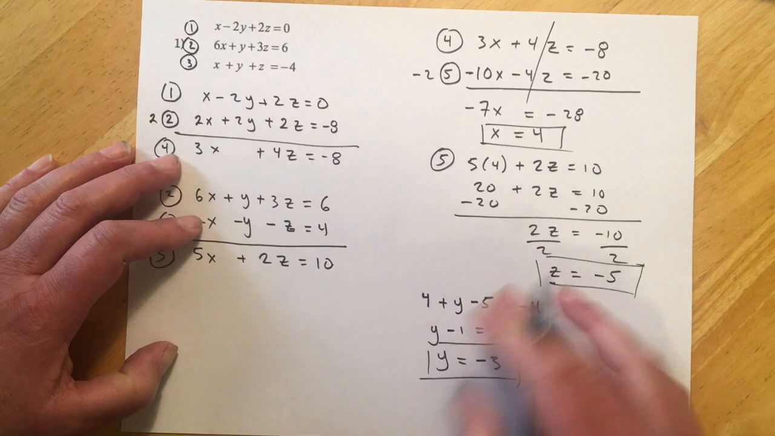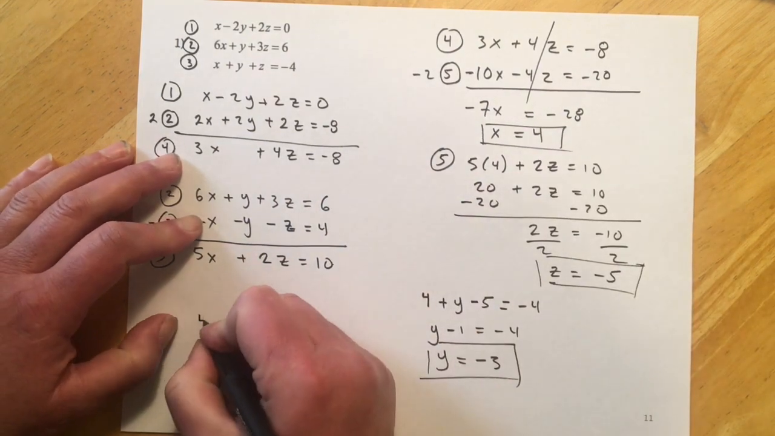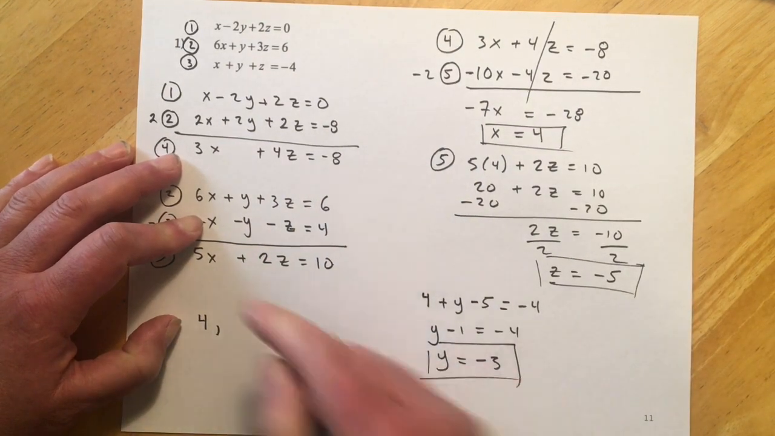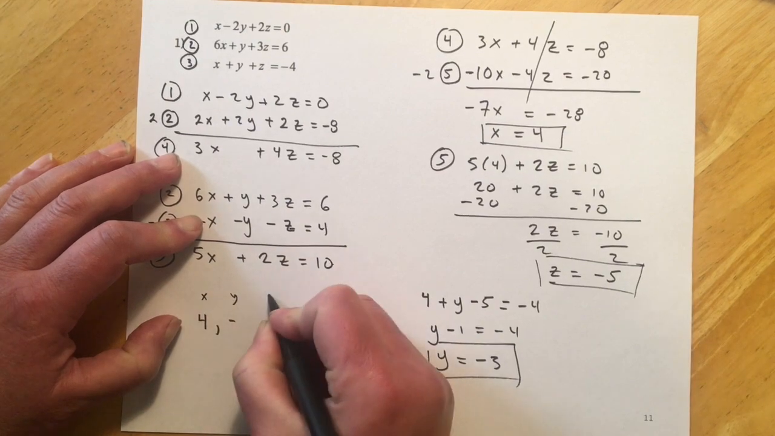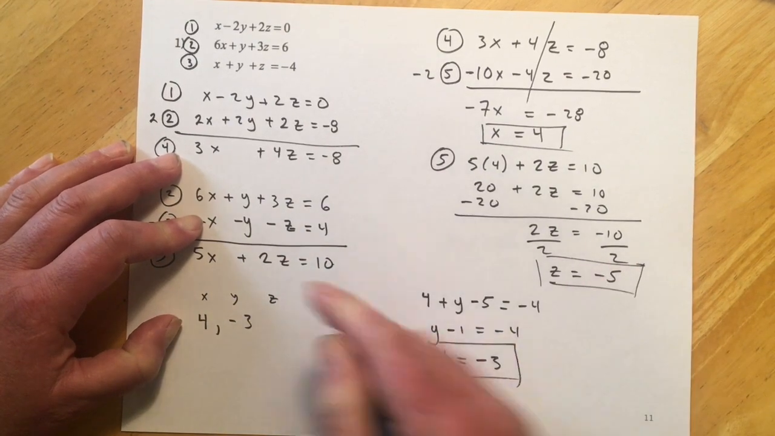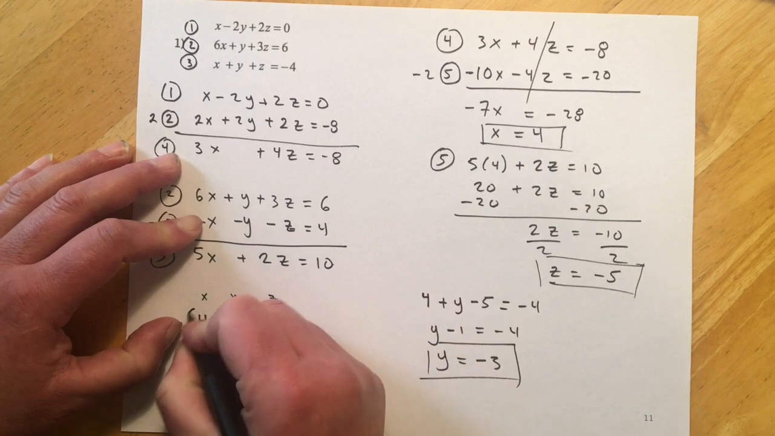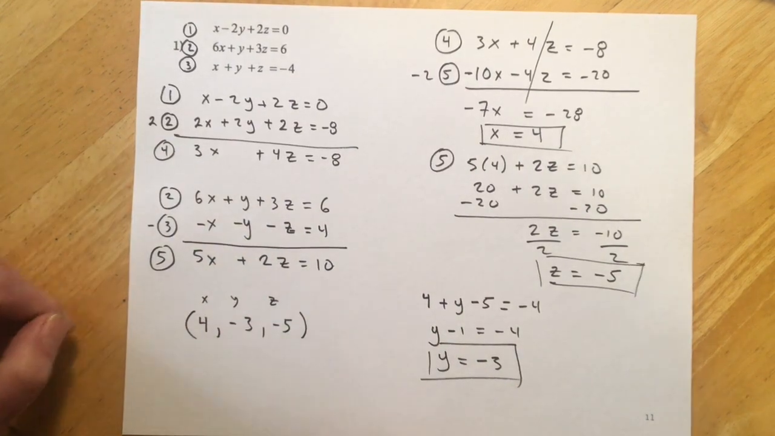To put them in the computer, we're going to write this as an ordered triplet. So that's going to go 4, -3, so we want to go x, y, z, and then -5. And that would be our solution.